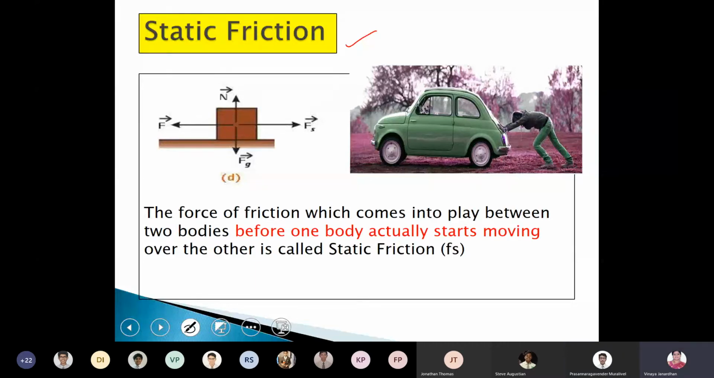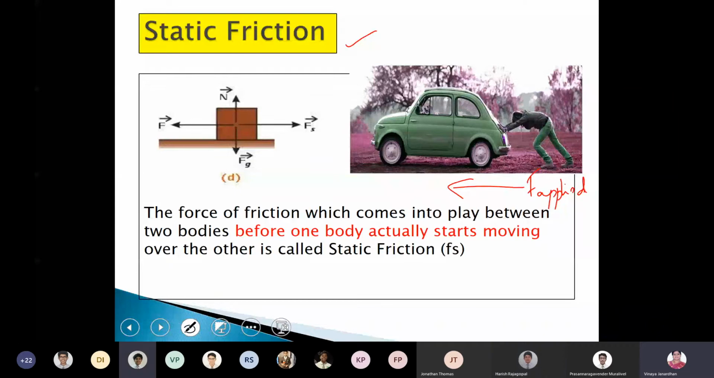Now you can see a car. A man is pushing, right? He's applying a force. This is the direction of the applied force. Shall we copy it down? Boys, you tell me whether you want to copy it down right now or later. You can upload the PPT. But you people will take care of writing, right? Okay, you want to write? Then I'll read it out.